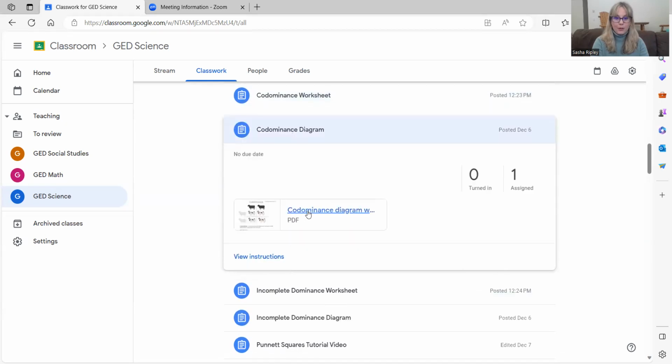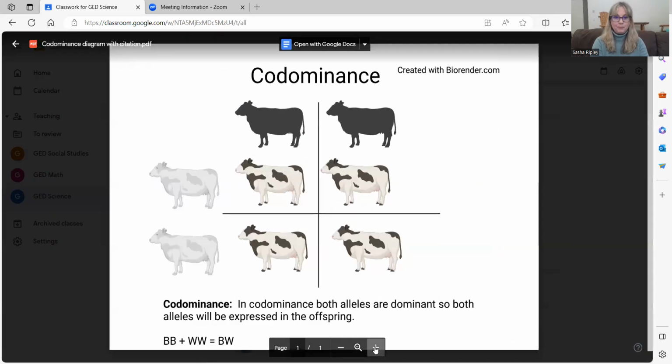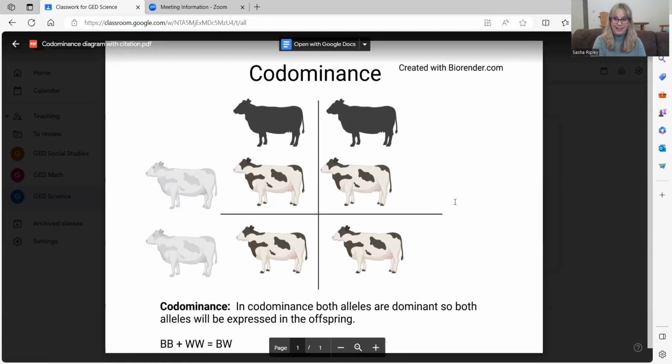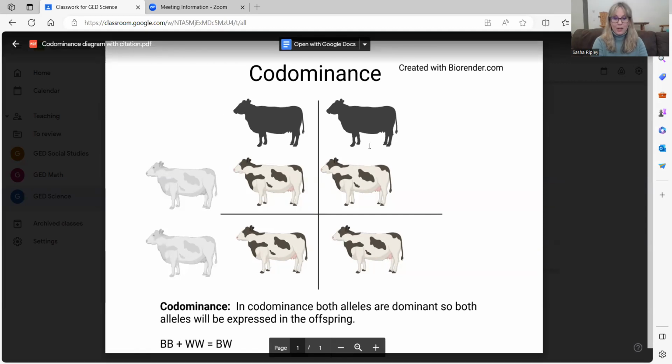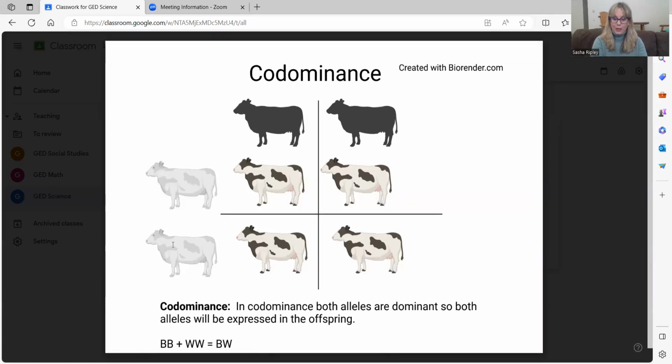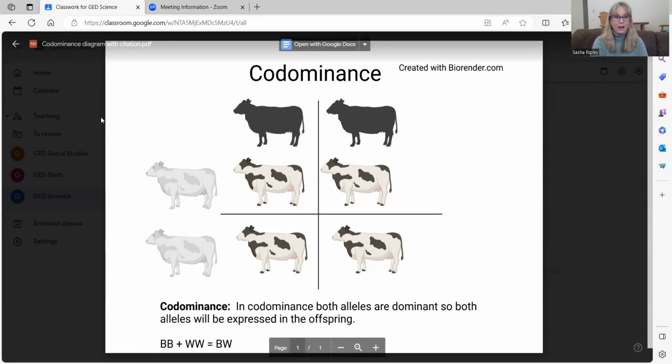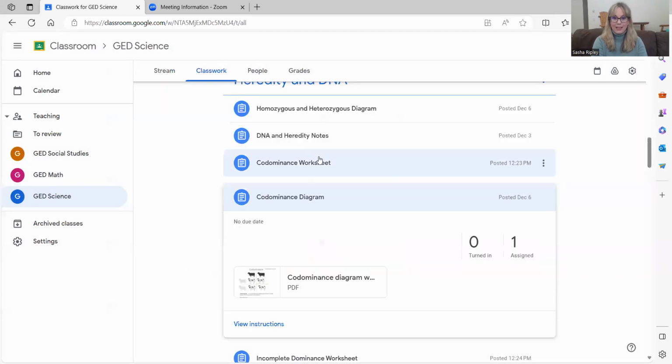One more diagram here for us to look at. Codominance again. So in this case, I have one parent that's black, one parent that's white. Again, you're going to get half of your genetic material from each parent. So this cow here can only donate a black allele. This cow here can only donate a white allele. So I know that all of my offspring are going to end up being black and white. All right, let's move on to incomplete dominance.